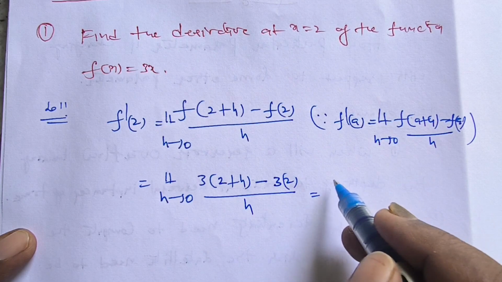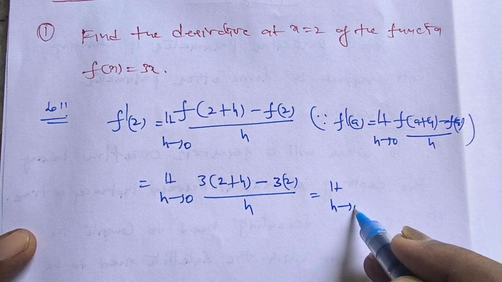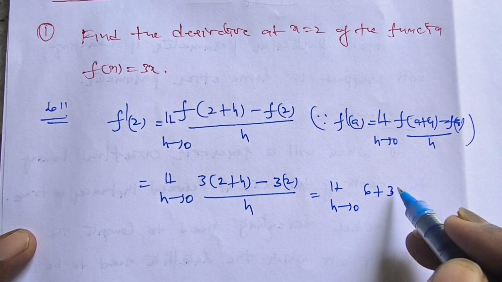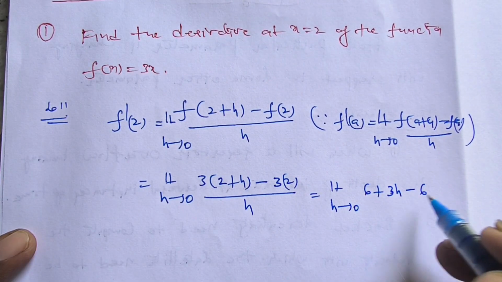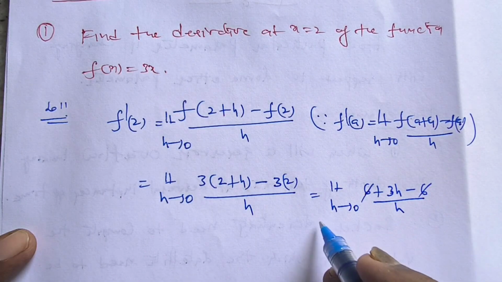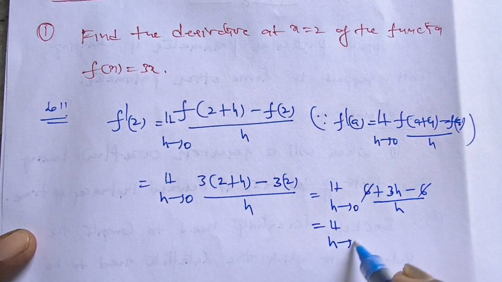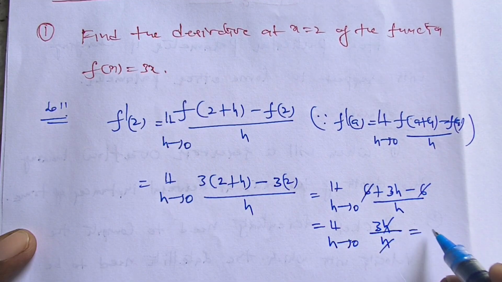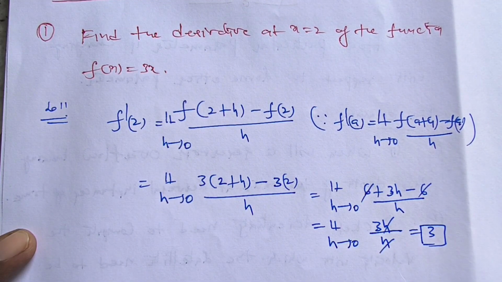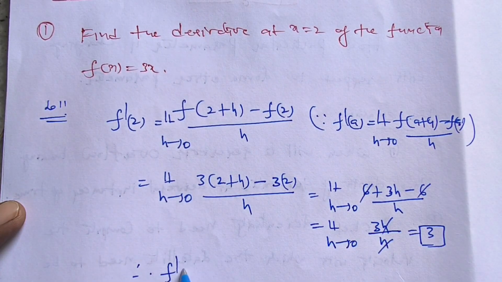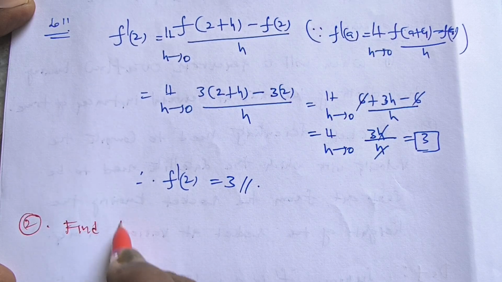So now we simplify: limit h tends to 0 of 3 into 2, 6, plus 3 into h, 3h, minus 6, by h. Here plus 6 minus 6 cancelled out. Limit h tends to 0 of 3h by h. Here h is again cancelled, that is equal to 3. So this is the derivative of the function f of x is equal to 3x at the point x is equal to 2.